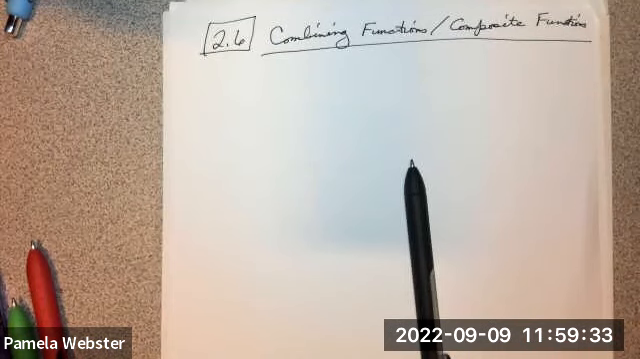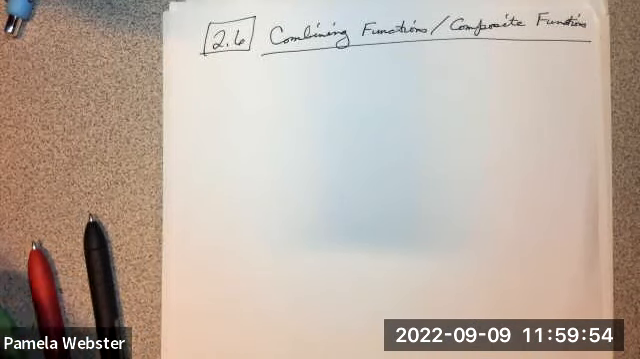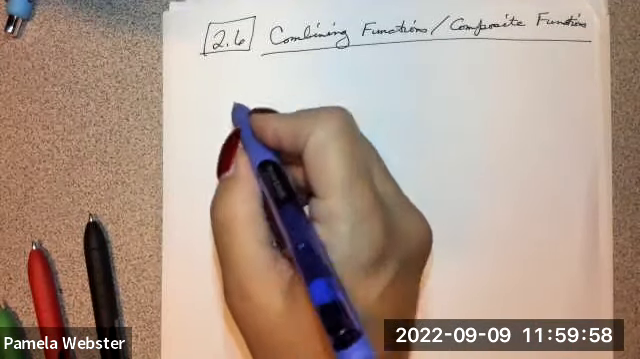Okay, everybody, let's talk a minute about the next section of work, which is Chapter 2, Section 6 in the book, Combining Functions and Composite Functions. Your book actually calls it the Algebra of Functions as well. Basically, what we're going to talk about is you can have your functions well-defined, we hope.